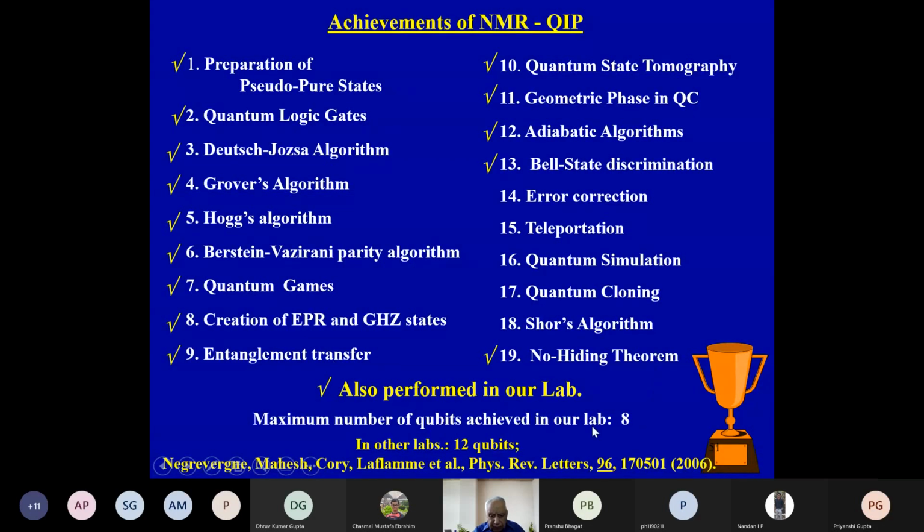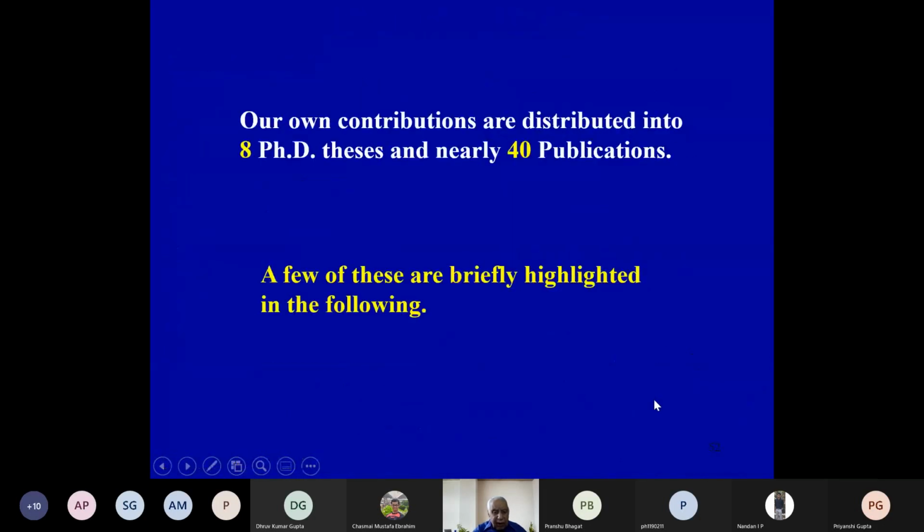Okay, what is the number of qubits? We have got a maximum of 8 qubits with Laflamme and David Cory, and my former student Mahesh, who is a professor at IISER Pune. He was a postdoc with David Cory, and in 2006 they got 12 qubits. Our own contributions are distributed into 8 PhD theses and nearly 40 publications. A couple of them are briefly highlighted in the following.